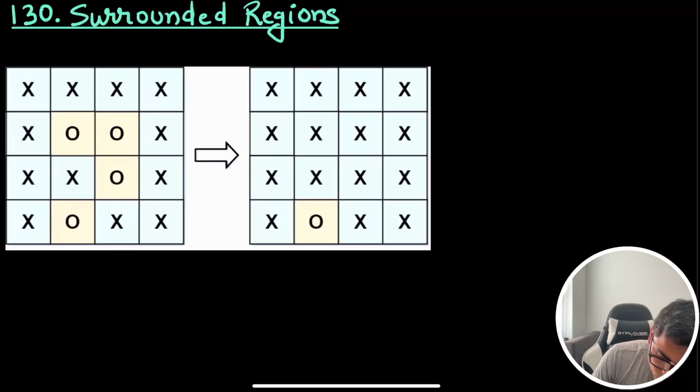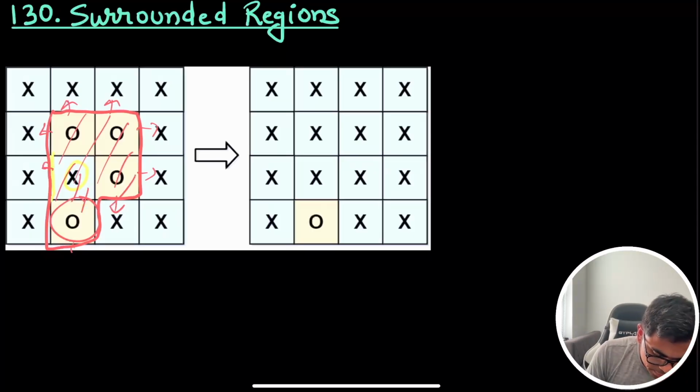Let's say if this was an O right here, so this will be part of all the O's. Let me just convert it like this. Let's say if this was also an O, then you see that this whole region cannot be captured, because all other cells are connected and surrounded by X's, but if you see right here, this particular cell is also part of this whole region, but it does not have an X here.